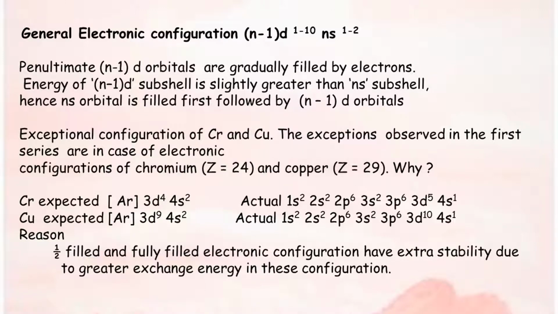What is the reason for the exceptional electronic configuration of chromium and copper in the first series of transition elements? The reason is that half-filled and fully filled electronic configurations have extra stability due to greater exchange energy in these configurations.